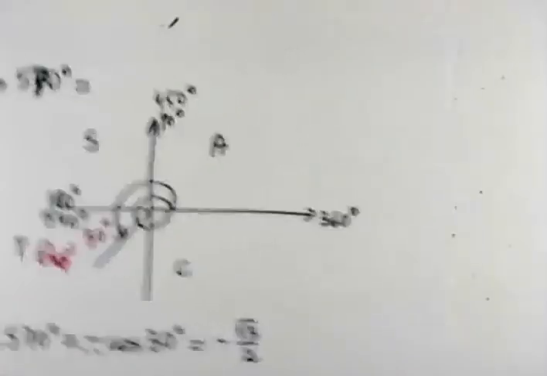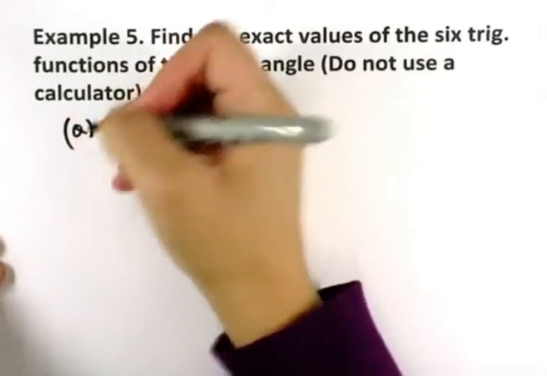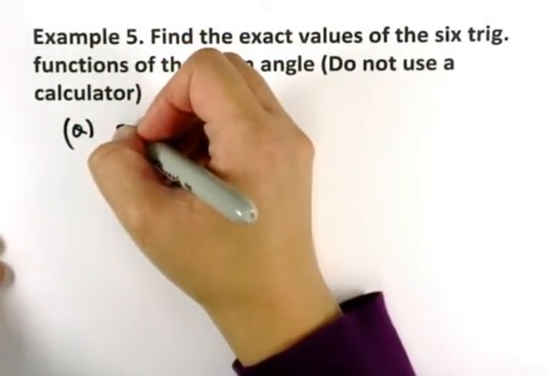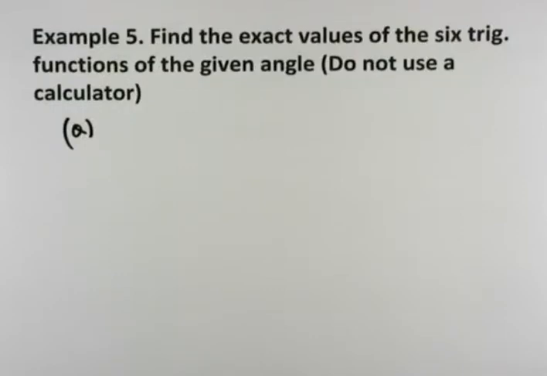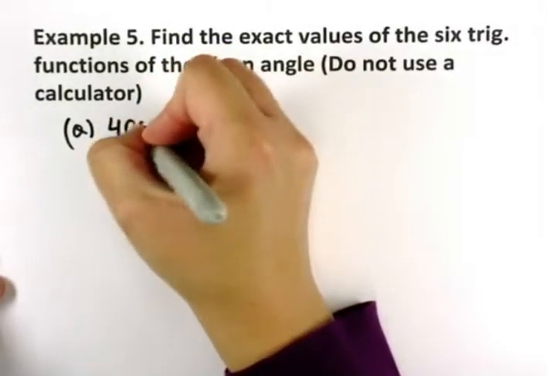And now we have example 5. Find the exact values of the 6 trigonometric functions of the given angle. So we have the angle, 405 degrees.